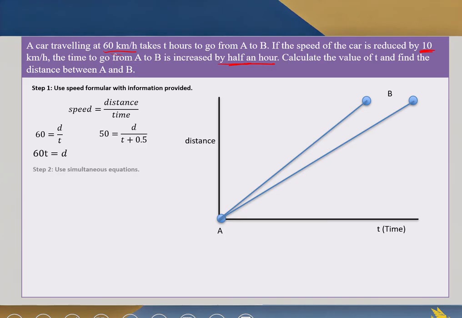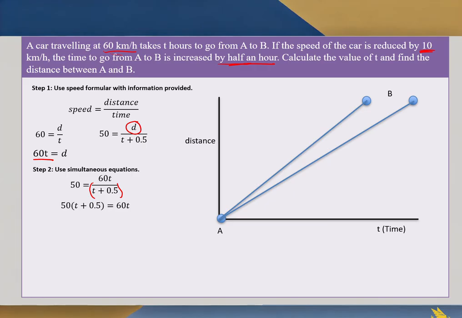Now we've got two equations. We can use our understanding of simultaneous equations. Simultaneous equations just means we can substitute. So I will substitute into this D 60T. That gives me 50 is equal to 60T over T plus 0.5. The next part is I'm going to take the bottom to the other side. So that will give me 50 in brackets T plus 0.5 equals 60T.